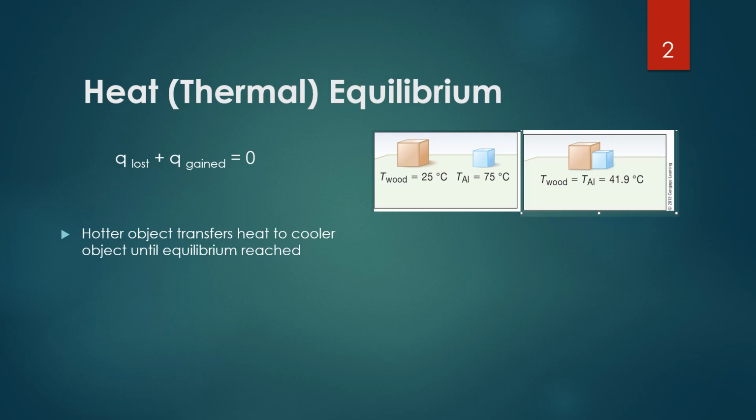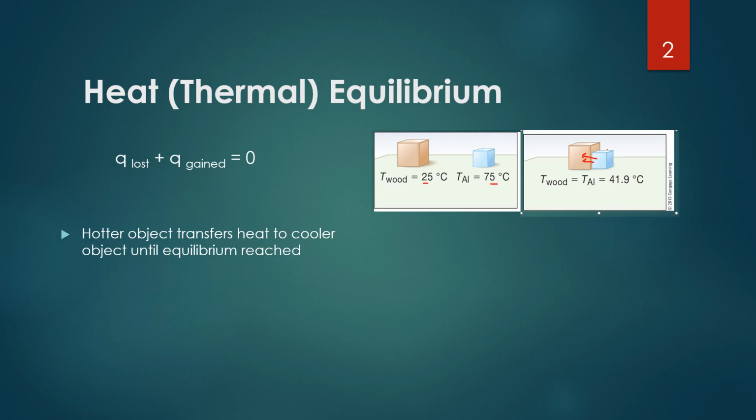So in the diagram or the example shown off to the right, we have a wood block and an aluminum block. The wood block is at a temperature of 25 degrees Celsius, the aluminum at 75. So when we bring them into contact with each other, what's going to happen is that aluminum block, which is hotter, it's going to transfer its heat to the wooden block, making the wooden block become warmer.